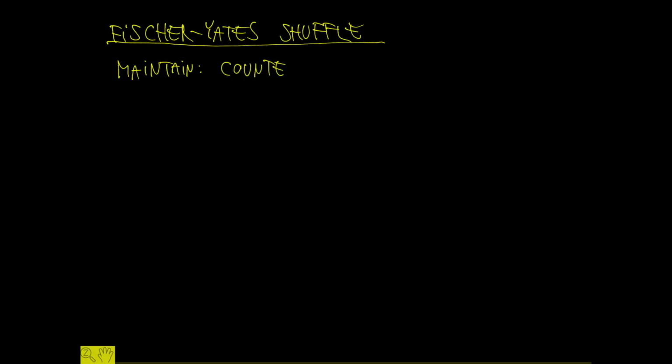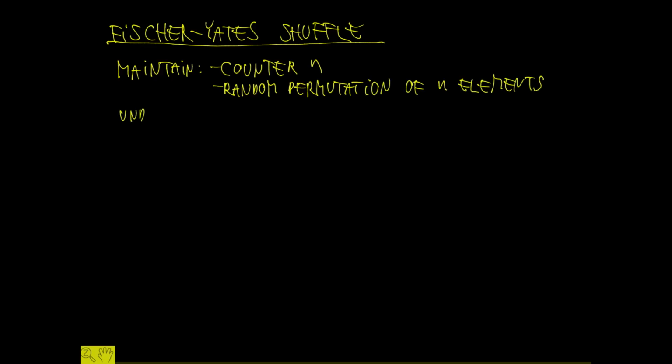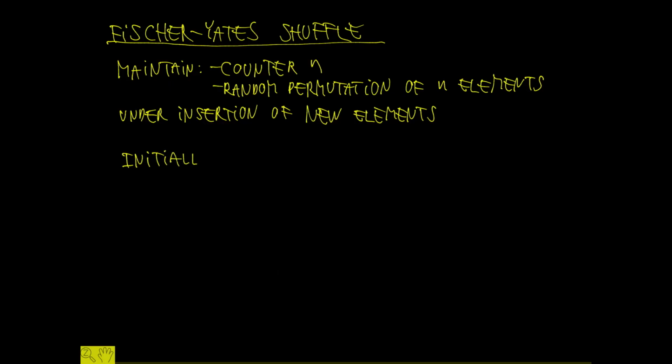A useful tool for understanding sampling algorithmically is the so-called Fisher-Yates shuffle that maintains a random sample of elements under insertions. We store a counter n, which is the number of elements currently stored, and a random permutation of the n elements, say in an array. And we need to maintain this under insertion of new elements. So initially, obviously, we start with 0 elements and an empty array A.